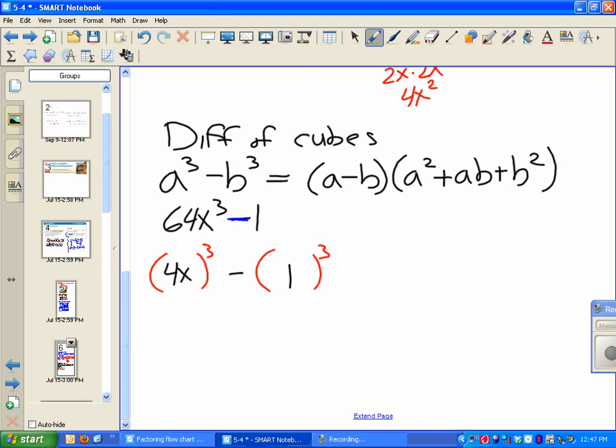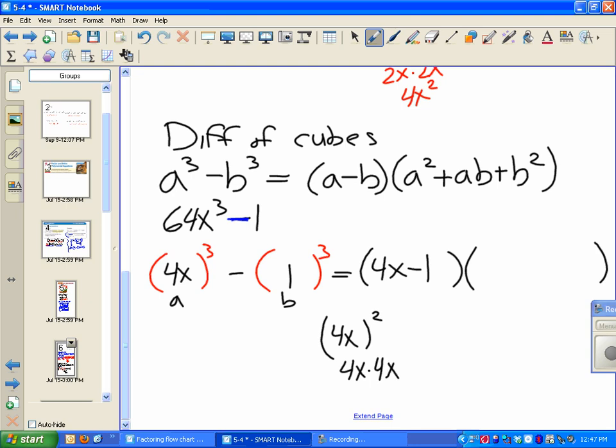So the minus sign is part of the formula. It's just the positive part. So 1 times 1 times 1 is 1. And so you have your a and your b, and now you're just going to plug them into the formula. So it would be a minus b, so 4x minus 1. And then a squared, make sure you square everything. So that would be 4x times 4x. So 4 times 4 is 16, and x times x is x squared. And then for ab, 4x times 1 is just positive 4x, same sign. And then 1 squared is 1 times 1, which is plus 1. And we are done there.